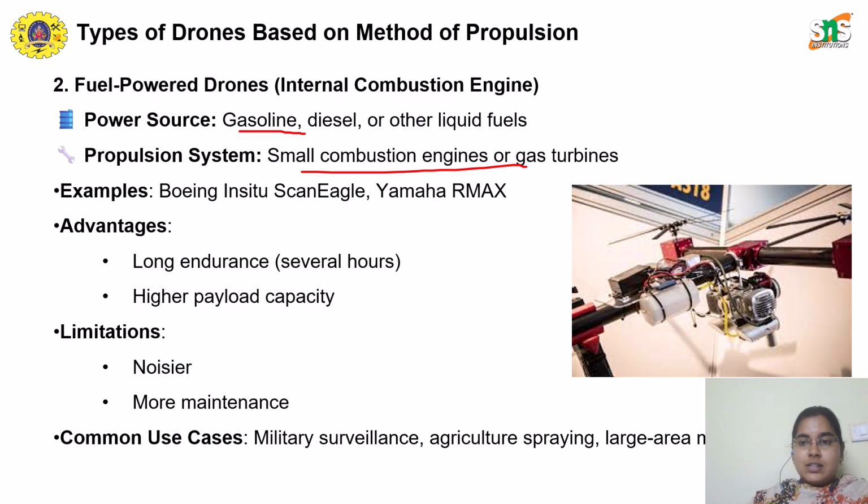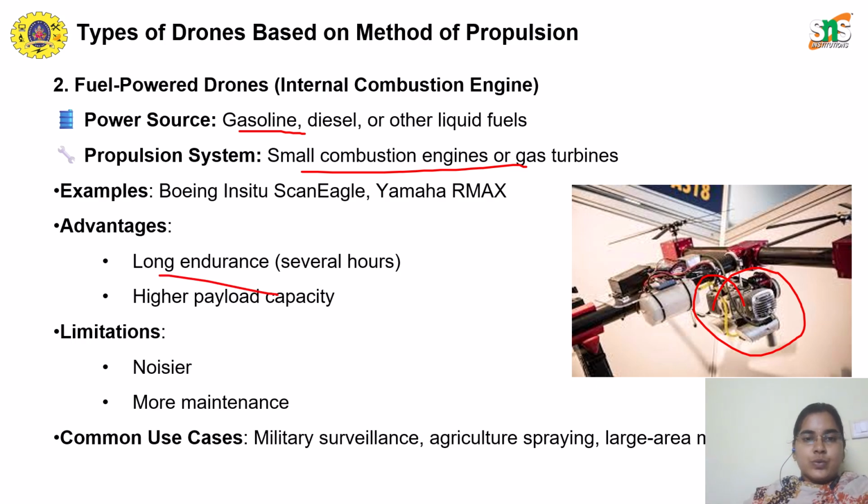So the engine is a gas turbine, which you can see here. We have a propulsion engine like we see in the two-wheeler or four-wheeler, and this is a gas turbine. This will be operated either with gas, and if it's a combustion engine, it will run on diesel and other liquid fuels. An example is the Yamaha RMAX, which we use in drones nowadays.